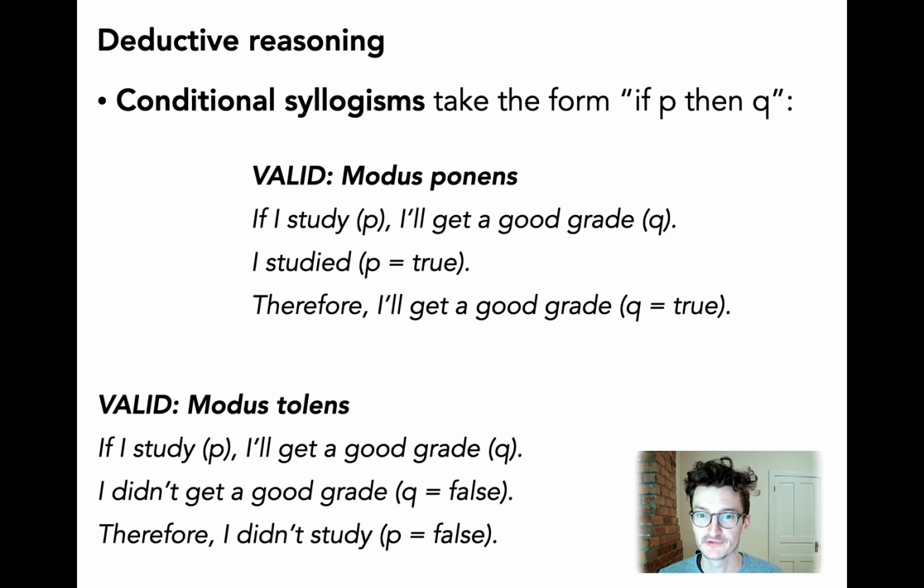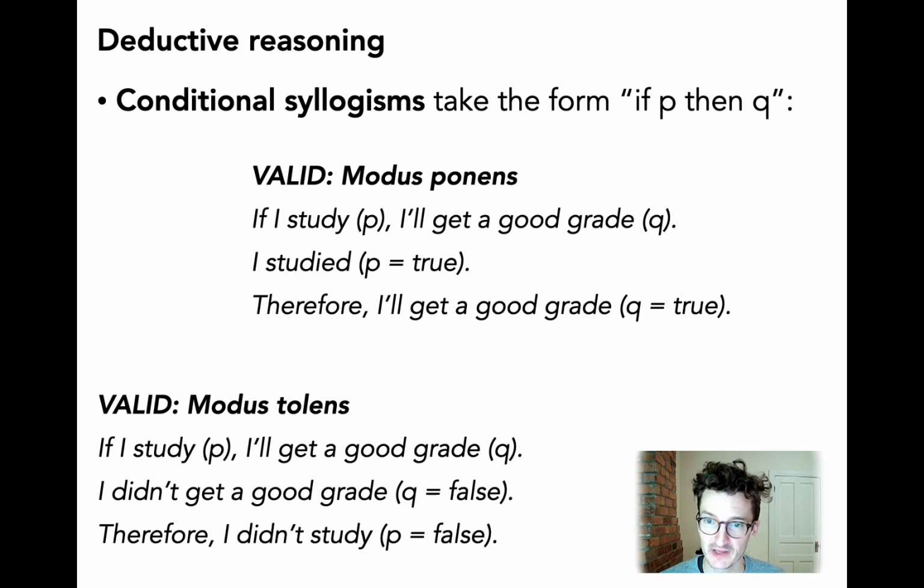So cognitive scientists have also looked at our ability to assess what's known as the conditional syllogism. A conditional syllogism is a special form of the syllogism that has the form if P then Q. And what's nice about syllogisms in this form is that there's basically a mathematical formula that tells us whether the conclusion is valid or not.